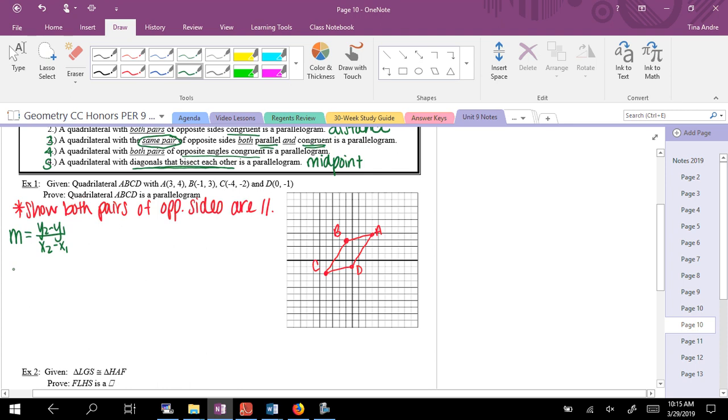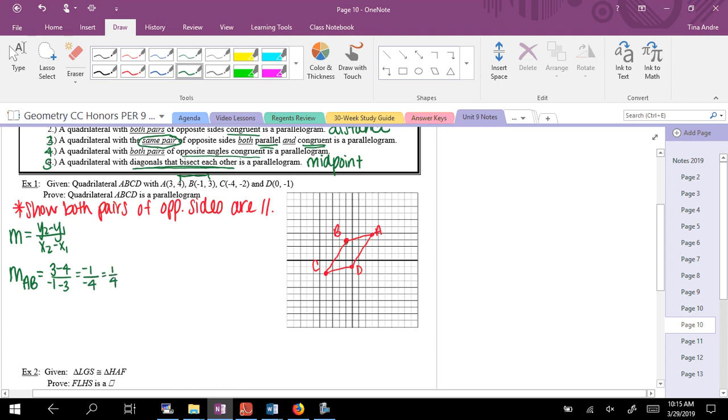So for example, the first slope I'm going to find is the slope of AB. Notice that I put the little m with the subscript AB. And then I'm going to go ahead and pull my coordinates up top. So I have 3 minus 4, and then negative 1 minus 3. So I'm getting negative 1 over negative 4, which reduces down to 1/4.